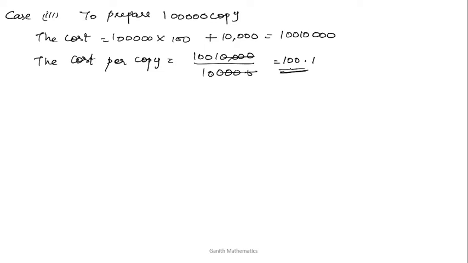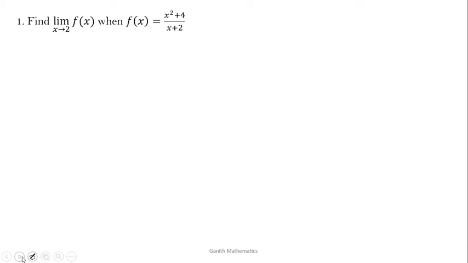I am going to teach you some basic problems using these limits. Find limit x tends to 2 f of x when f of x is equal to x square plus 4 divided by x plus 2. So there are two methodologies to find the solution. I am going to teach the first method. Method 1 is very simple. You just substitute the x with 2.